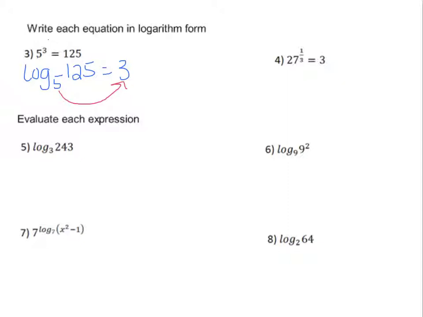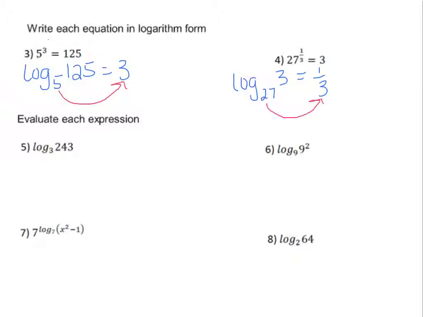Second one, 27 to the 1/3 is equal to 3. So here, log base 27, our base number, of 3 should equal 1/3. And once again, you can mentally check that you're taking your base number raised to that value on the other side of the equal sign.